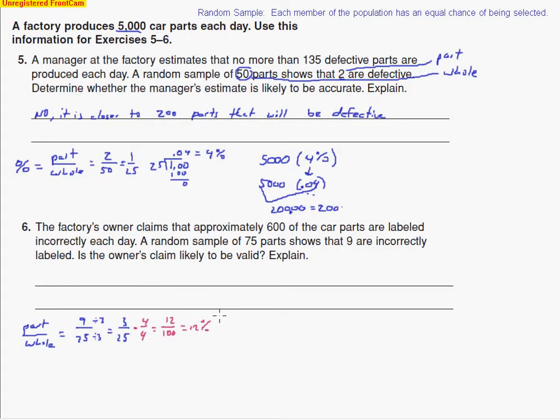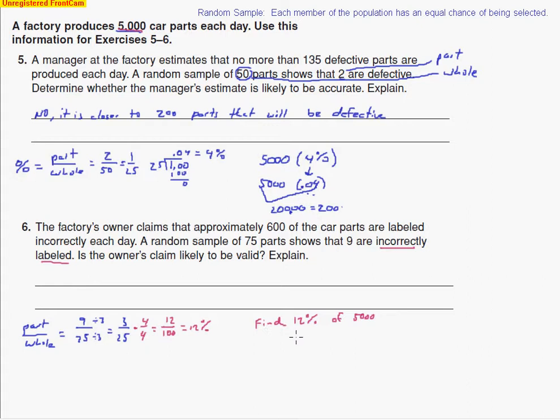Now I'm going to go back to the original number of parts that's produced, the 5,000. I'm going to use that number. And let's go ahead and rewrite this. I want to find 12% of 5,000. That's what I'm trying to do. I want to find out what 12% of 5,000 is, because 12% of the parts are going to be incorrectly labeled. And so we want to find the amount and see if it's close to 600.